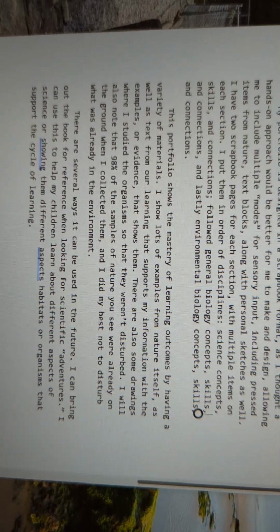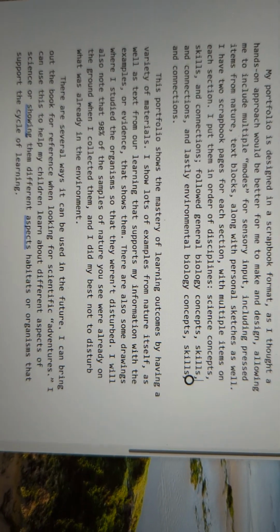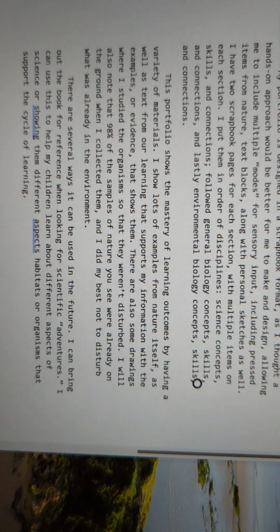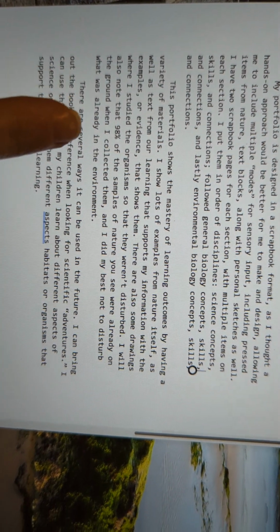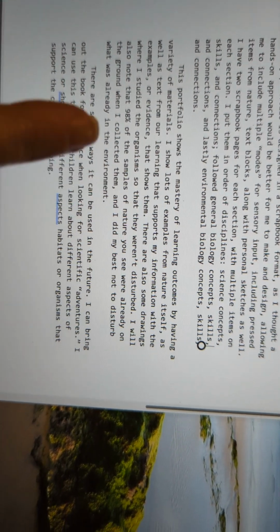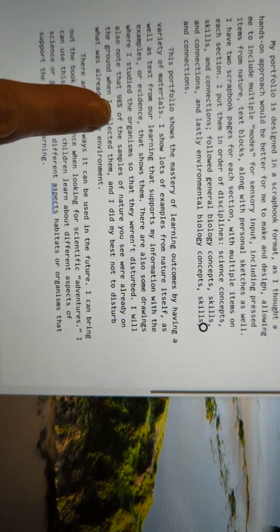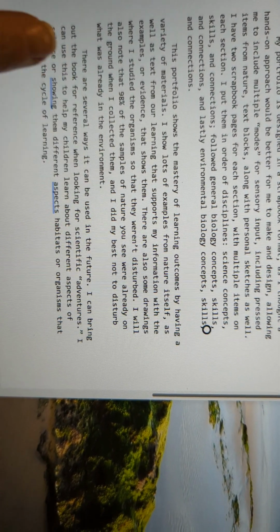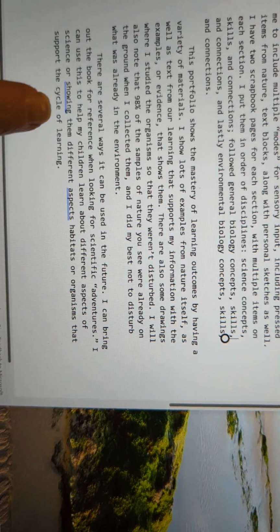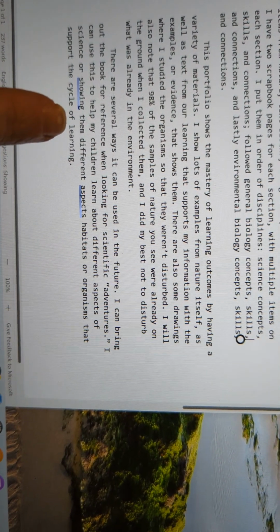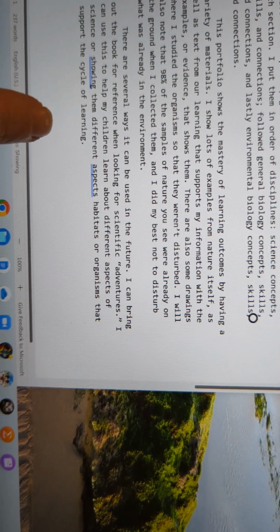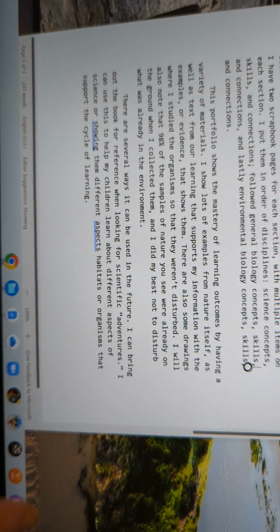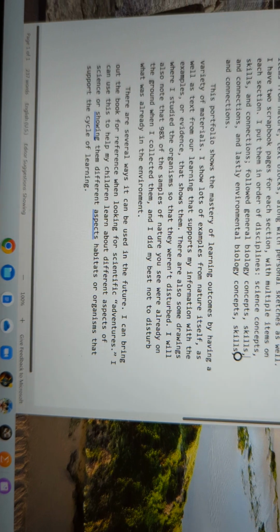It shows the mastery of learning outcomes with a variety of materials, nature itself, and supporting information from evidence. It should also say quiz responses and media. 98% of the things I got were already on the floor, so I didn't disturb anything. There are several ways to be used in the future, to help my children, or I should say other adults that I know, supporting the cycle of learning, scientific adventures, different things when we go out exploring. So here we go.